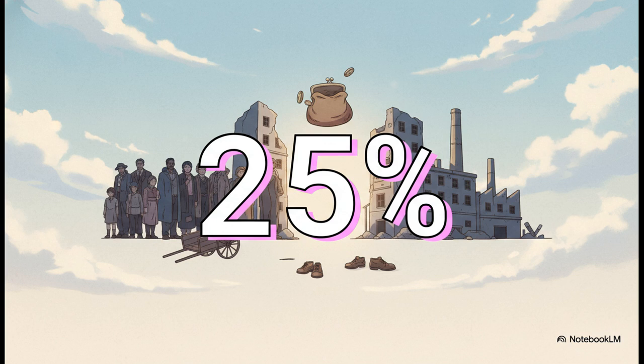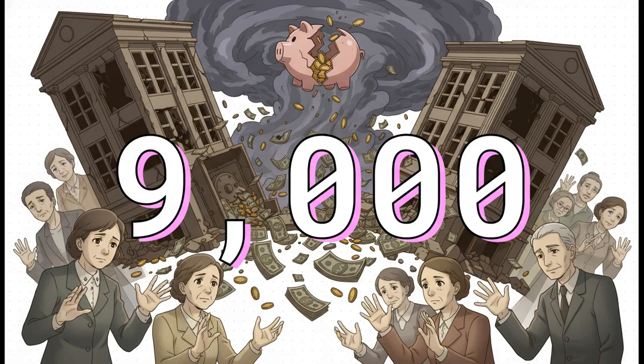We aren't just talking about a temporary dip in the labor market here. We are talking about an unprecedented structural failure. It left millions of families impoverished and totally dependent on private charities and local governments whose resources were just rapidly drying up. And here's a massive reason why the suffering hit so hard: 9,000.